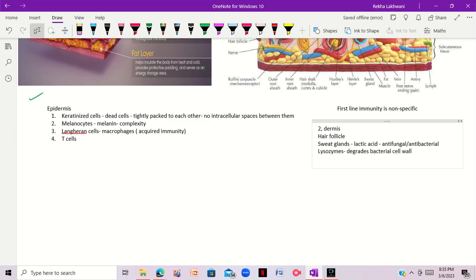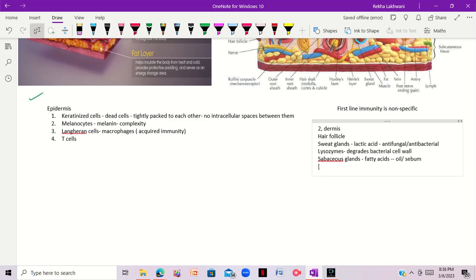Moreover, there are some sebaceous glands too. Basically, these produce fatty acid. Right, fatty acid. Basically, they produce sebum. So, what is sebum? Sebum is an oily substance, right? This sebaceous gland basically produces oil, or you can say sebum, right?